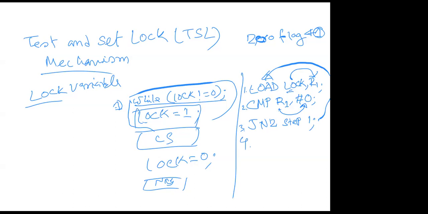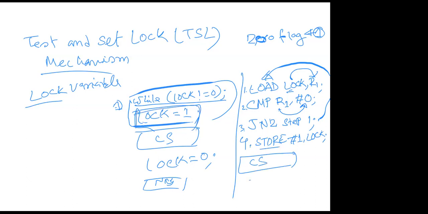How can we do this? By using the store command, you store the number 1 to lock, and then enter the critical section. This fourth line is equivalent to the assignment operator in high-level code: store lock to 1.